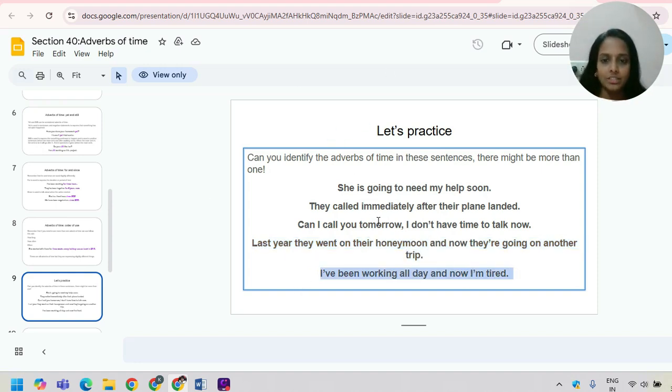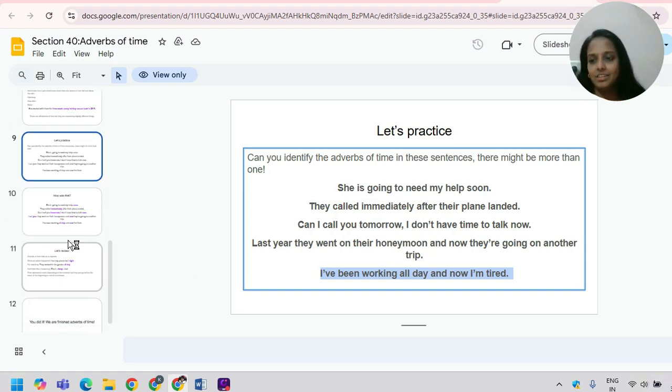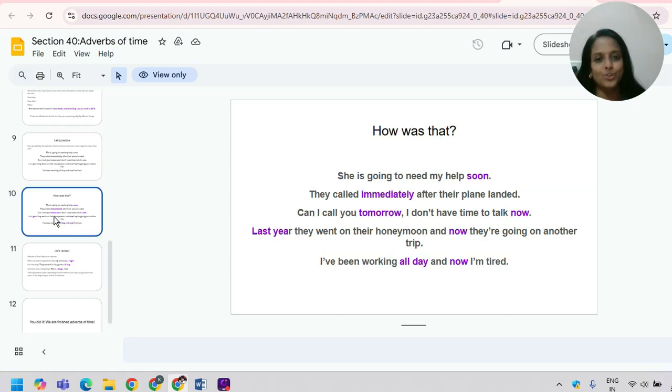So these are the sentences. Now your job is to identify the adverbs in them. I think it's pretty simple, right? Once you're done, you can just move on to our next slide.